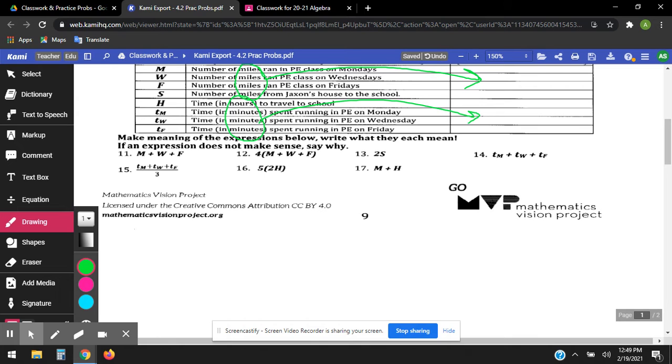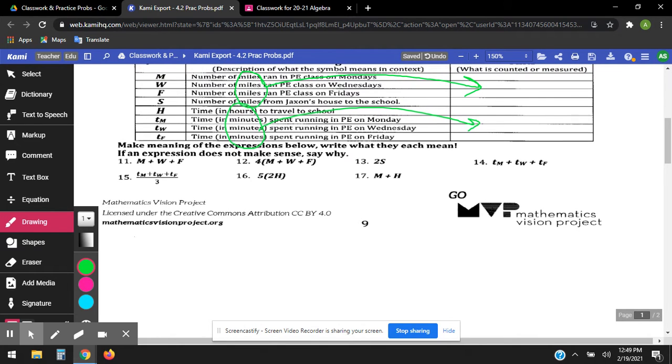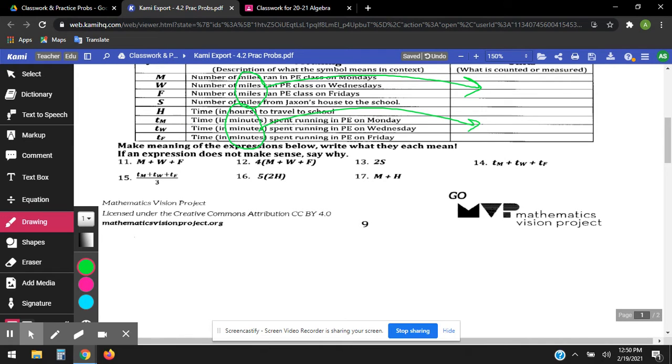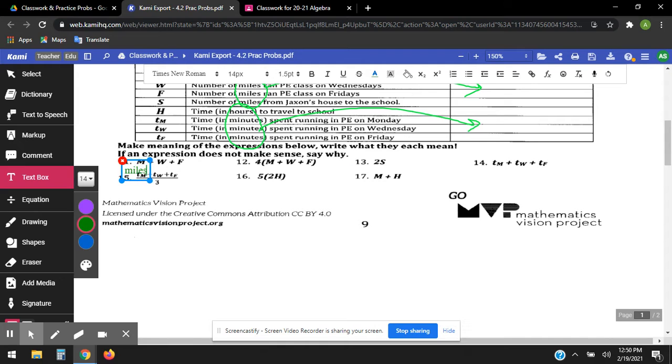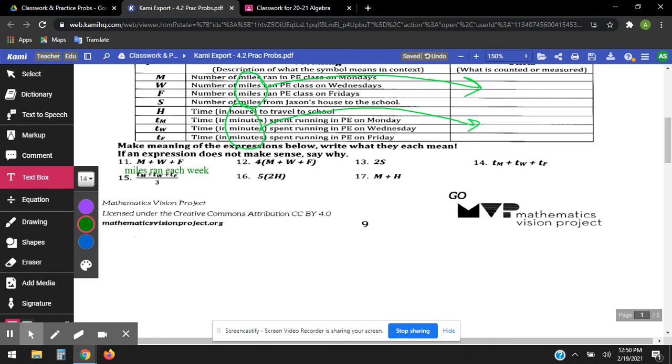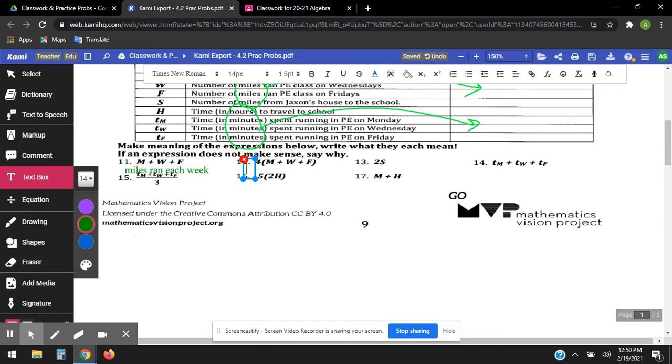All right. Make meanings of the expressions by writing what they mean. So we're looking back at our table up here. M plus W plus F. What does that mean? Well, that's the miles he ran on Monday, Wednesday, and Friday. So that's really his miles ran each week. 12. If those equal the miles he ran each week times 4 weeks, well, what unit of time is 4 weeks? About a month. So miles in a month.